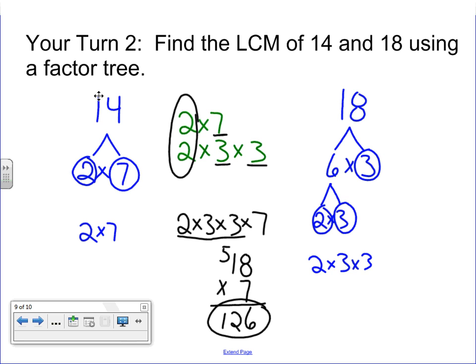It's a little bit more complicated than finding factors. The good news is, after we've done some practice with this on homework, when it comes to quizzes and tests, it doesn't matter what method you use, whether it's the list or factor trees.